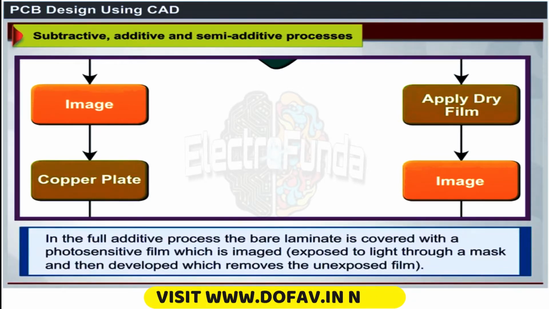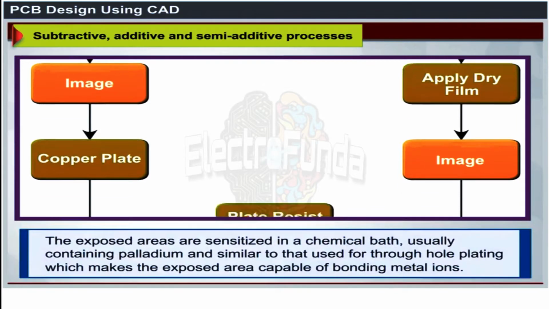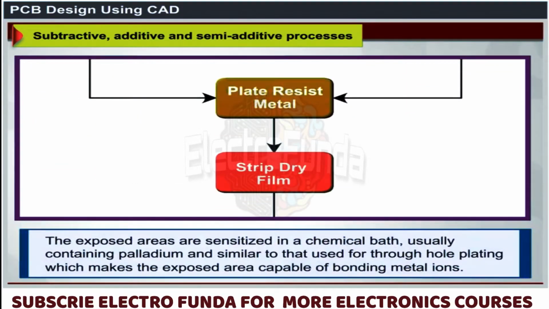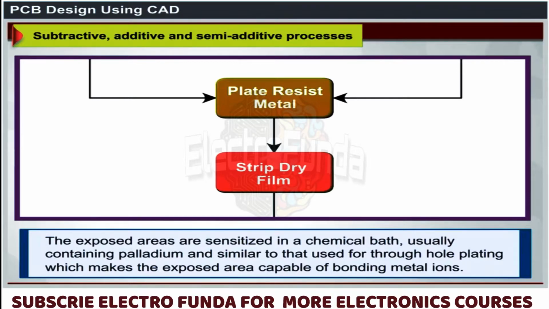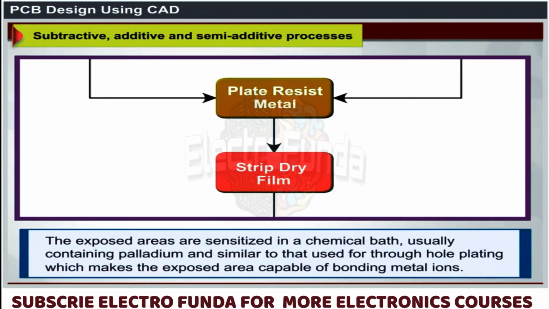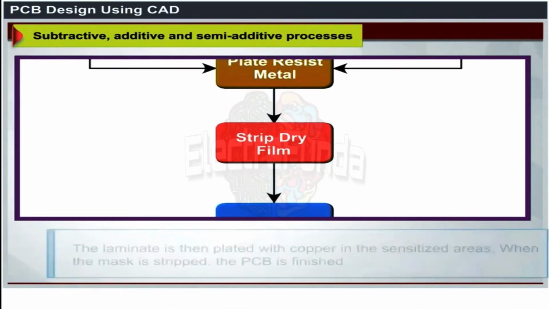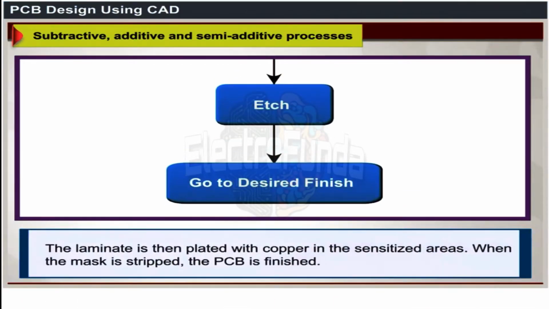In the full additive process, the bare laminate is covered with a photosensitive film which is imaged, exposed to light through a mask and then developed, which removes the unexposed film. The exposed areas are sensitized in a chemical bath, usually containing palladium, similar to that used for through-hole plating, which makes the exposed area capable of bonding metal ions. The laminate is then plated with copper in the sensitized areas. When the mask is stripped, the PCB is finished.